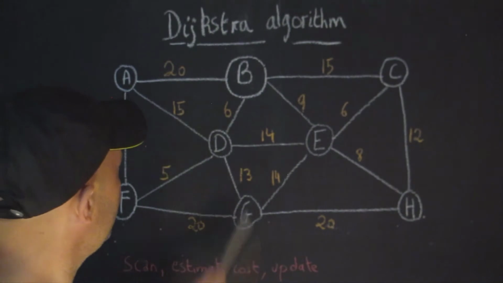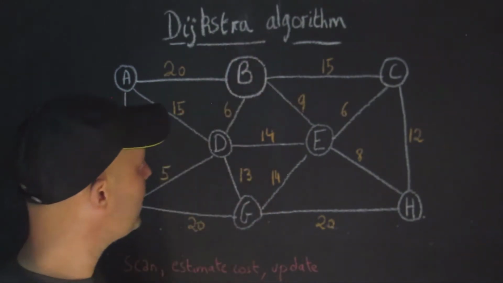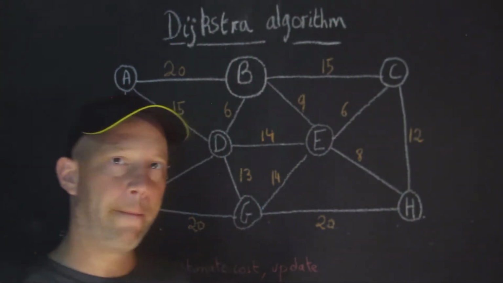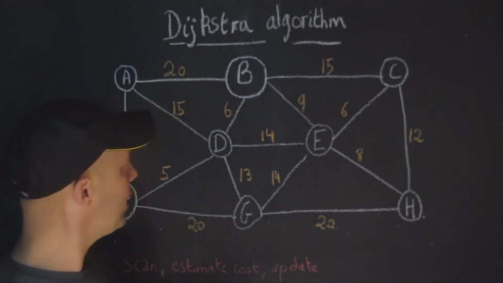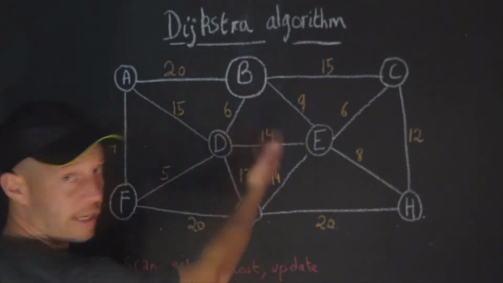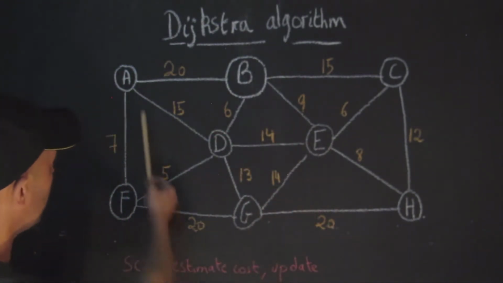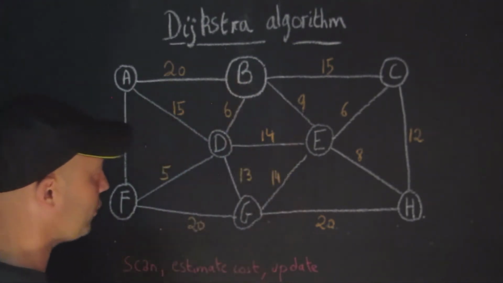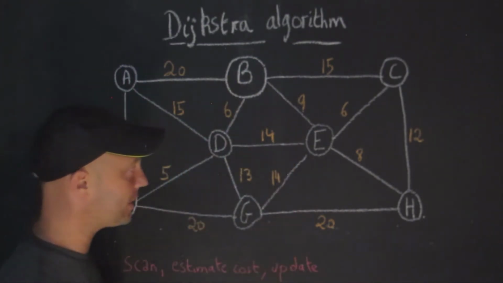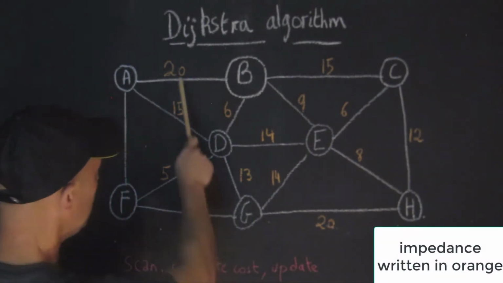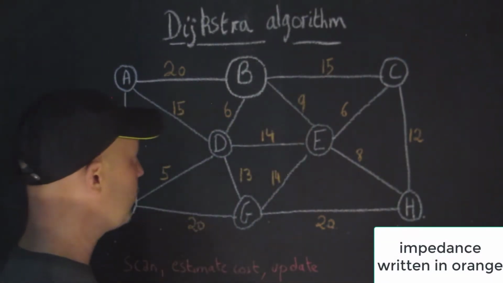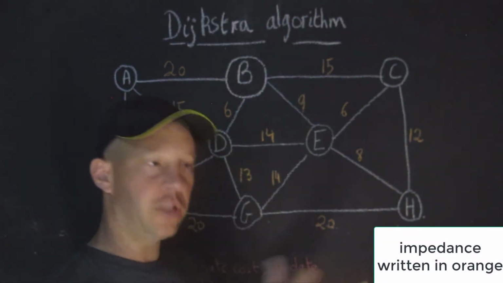Hi everyone, today I'm talking about the Dijkstra algorithm, which is an algorithm to find the best path between an origin and a destination. So I have here a network, as you can see. For this network I have a set of nodes, A, B, C, all the way to H. I have a set of links that connects those nodes, and I have also here an impedance, right, which is the cost to traverse that link.